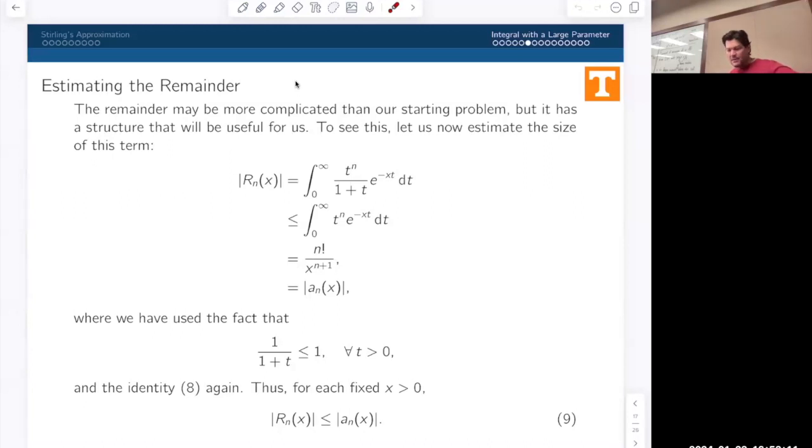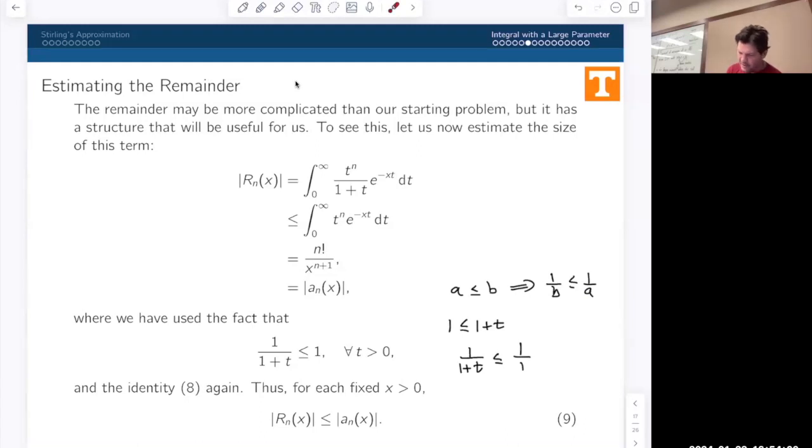Now, for t bigger than zero, we can use the fact that one over one plus t is less than or equal to one. How do we prove something like this? Well, one is less than one plus t. So if I take reciprocals, one over one plus t is less than or equal to one over one. We're just using the fact that if a is less than or equal to b, and both a and b are positive, you need that part, then one over b is less than or equal to one over a. That's what we're using there.